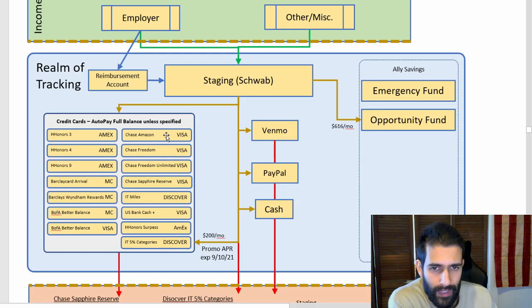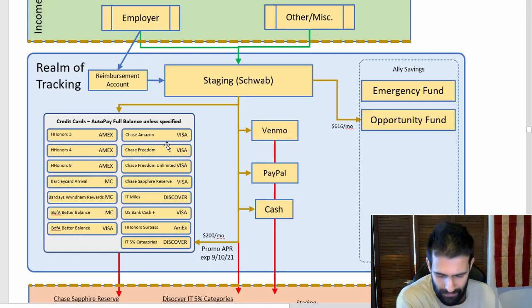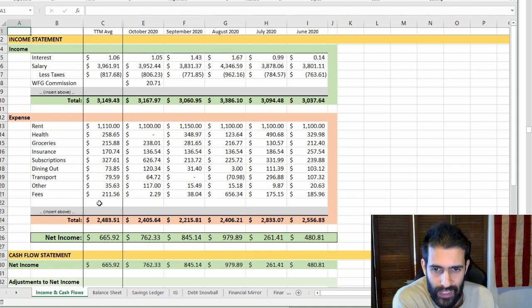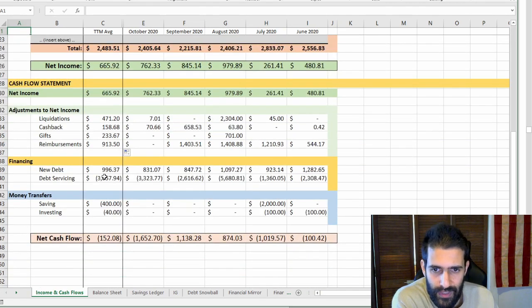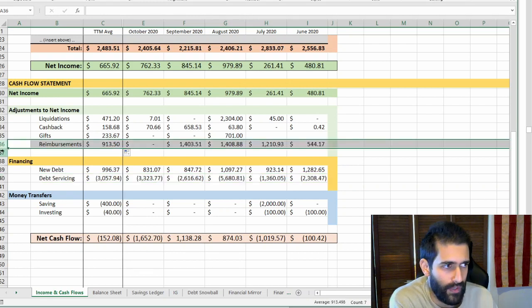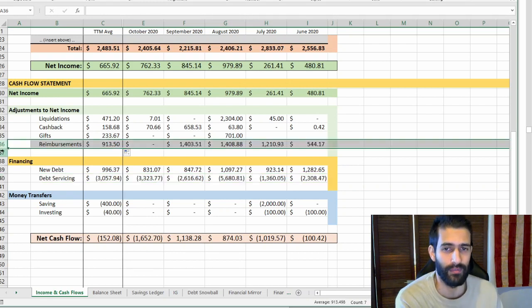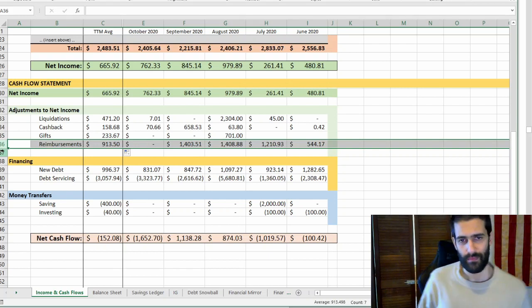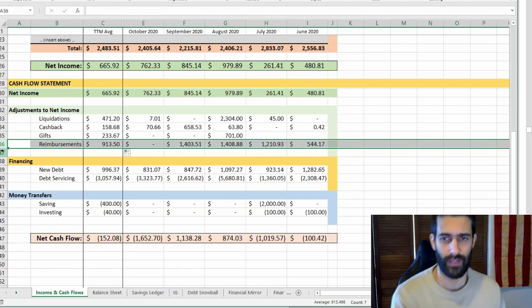Because let's say that I pay for something using a credit card. Well, when I pay off that credit card, I am debt servicing. I'm servicing that debt. So in the cash flow statement, let's just go to it. This line item right here includes all of the work expenses that I've incurred and then paid for. What I was not accounting for was the reimbursement money that was coming in to cover that. So I needed to add that.